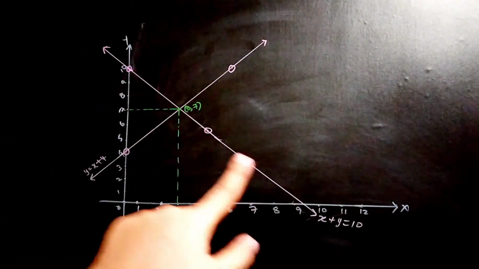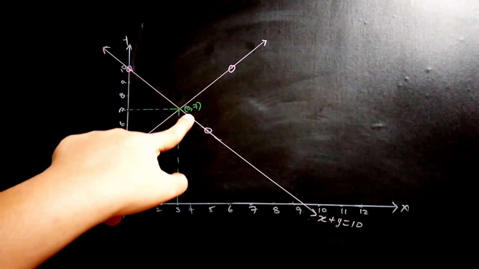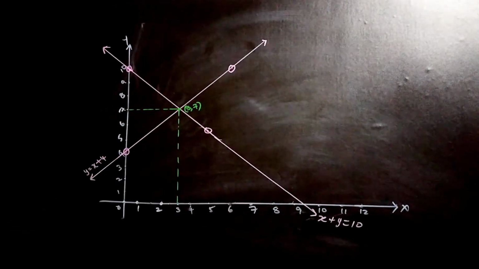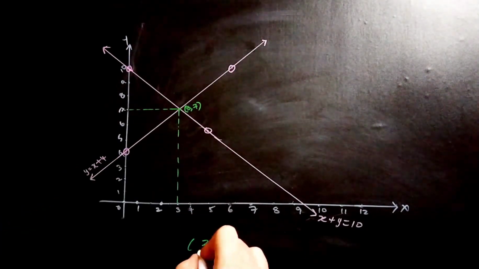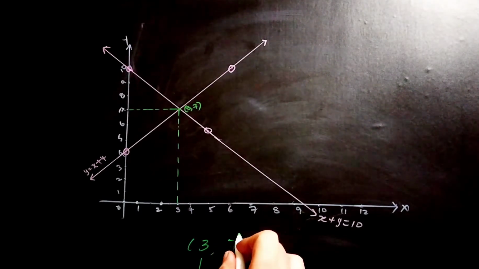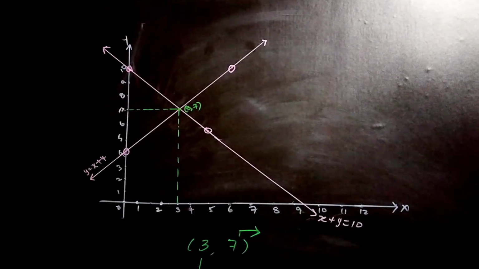If you check, these two lines are intersecting at this point, and we check the coordinates, the point is (3, 7) and that is the solution. We have assumed X as the number of boys, so it is 3, and Y as the number of girls, so it is 7. So the number of boys is 3 and the number of girls is 7 who participated in the quiz.